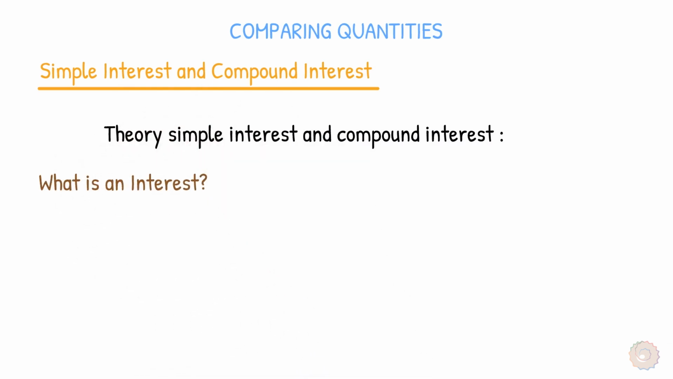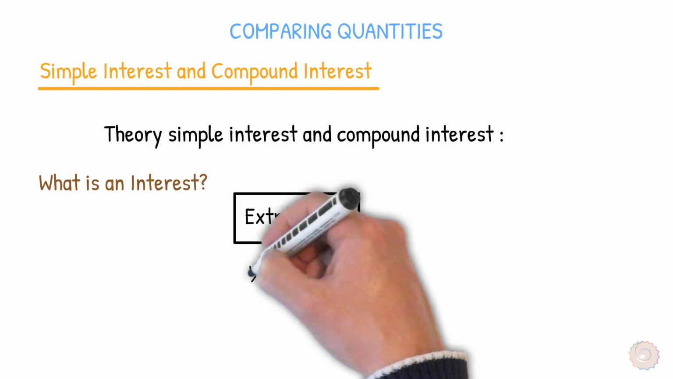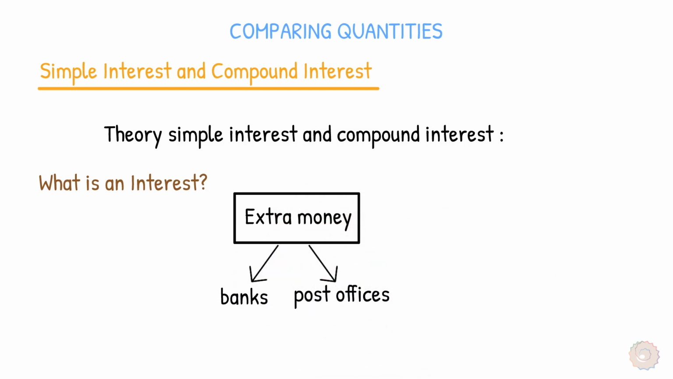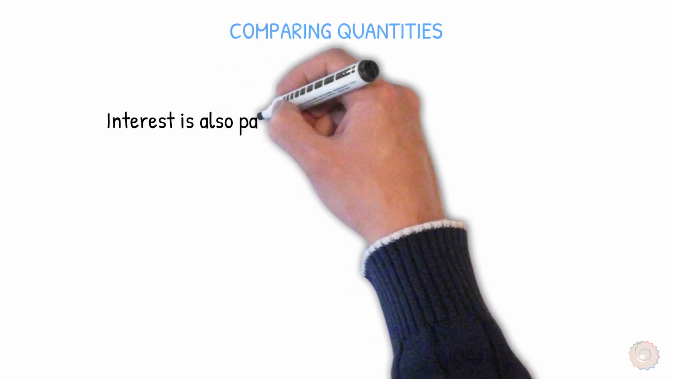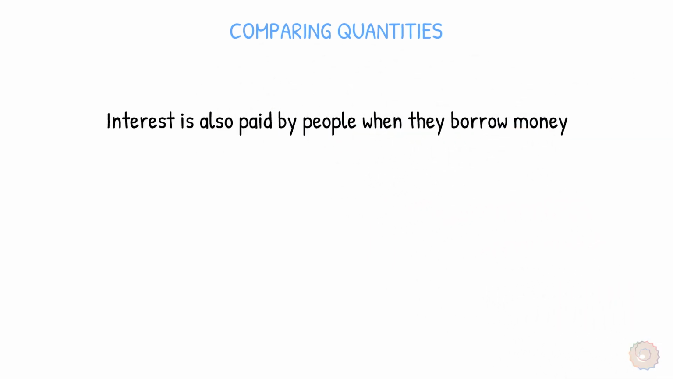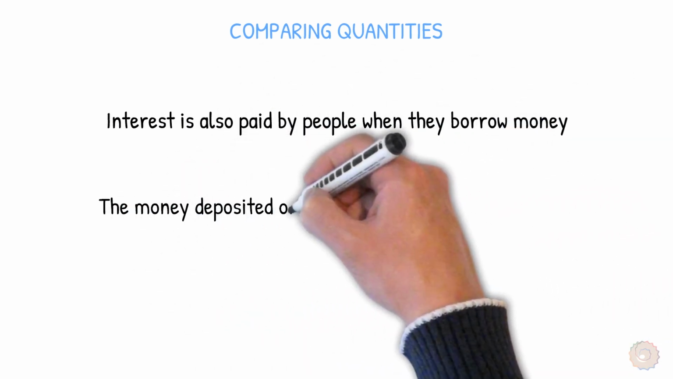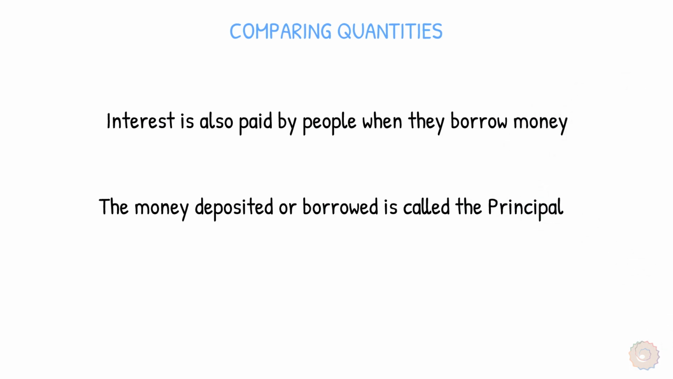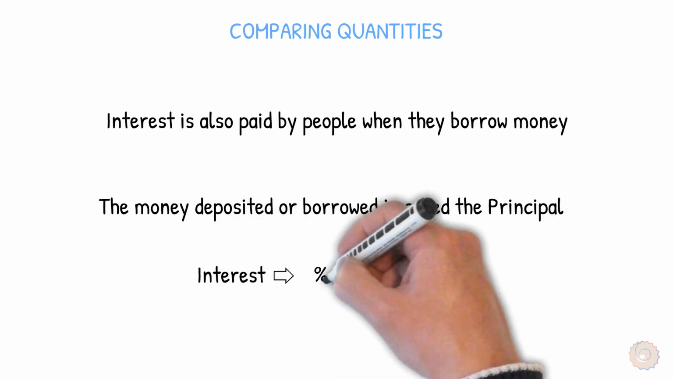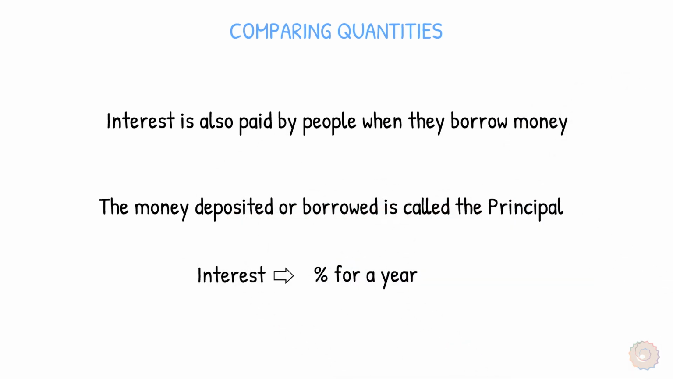What is an interest? It is an extra money paid by the institutions like banks or post offices for the money which is deposited with them. Interest is also paid by people when they borrow money. The money deposited or borrowed is called the principal. The interest is generally given in percent for a period of 1 year.